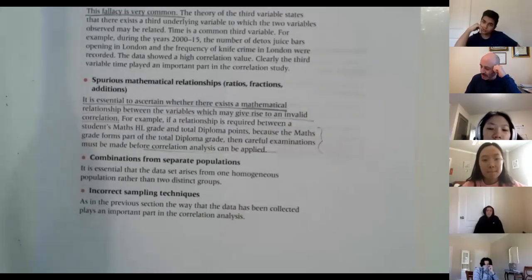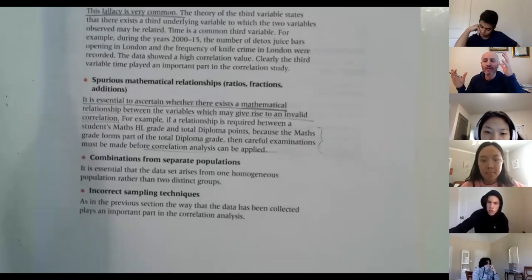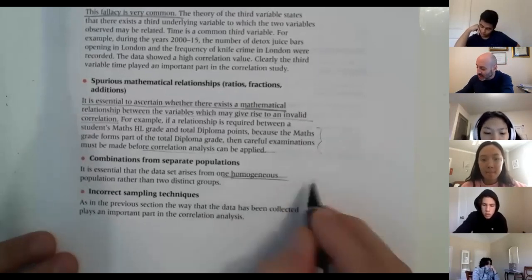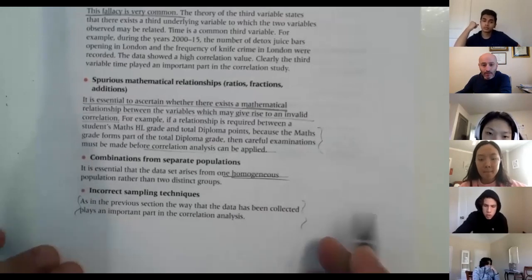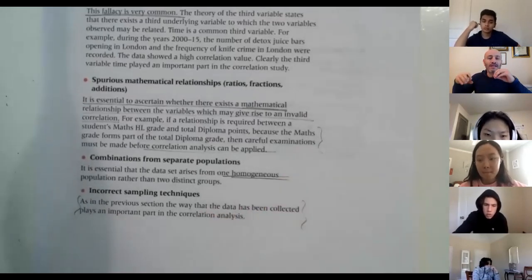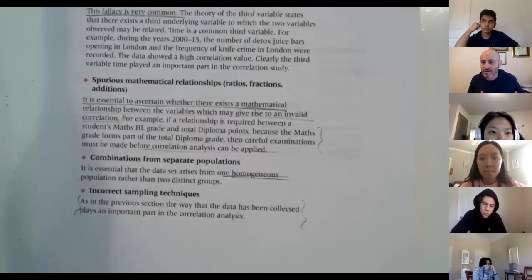It says combinations from separate populations. It is essential that the data set arise from homogeneous populations rather than two distinct groups. So if we're comparing populations, we have to determine that those populations are as close to each other as possible. Okay, that's what homogeneous means, the same type of populations. Incorrect sampling techniques. If the sample that we collect is not a fair representation of the population, whatever conclusion we get to is going to be incorrect.